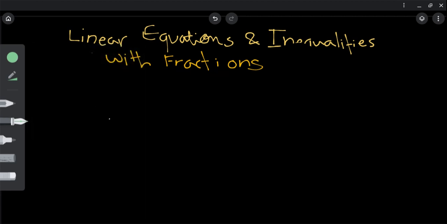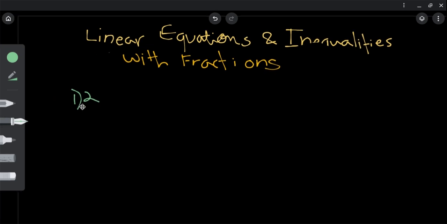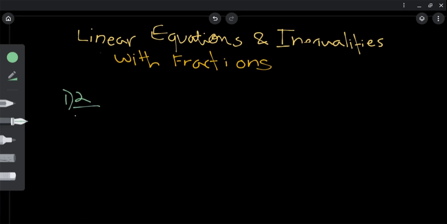So, let's use this color now. Our problem is 2 over x plus 3 equals 3 over 4 minus 2x. Alright, so when you're doing it with fractions, it's actually pretty simple.